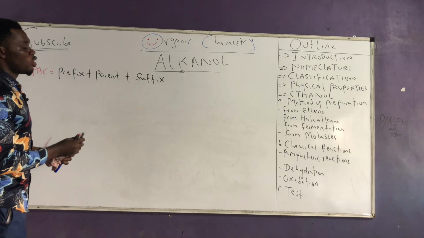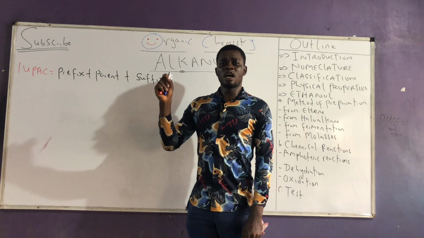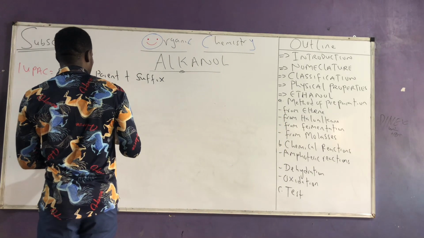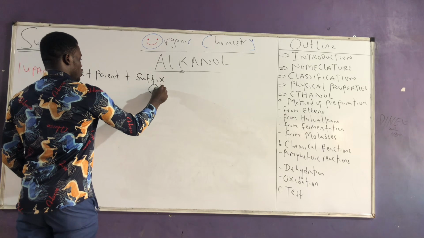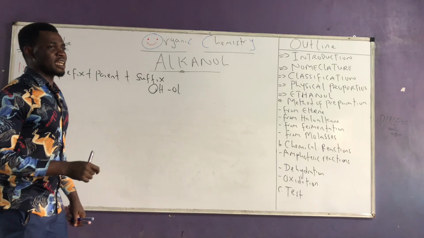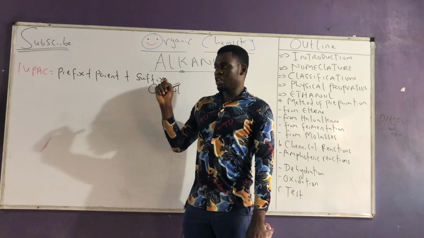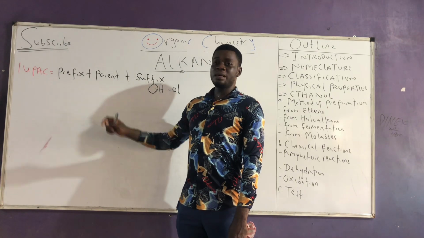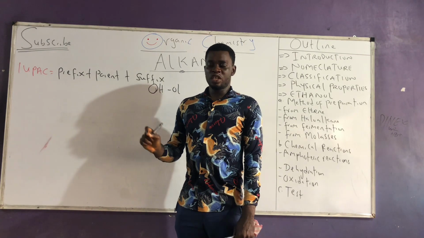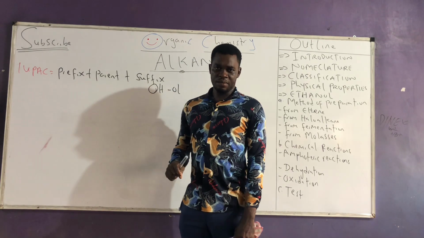What is your suffix? Your suffix simply represents the primary functional group in the organic compound. In this case, we are dealing with alkanols, so our primary functional group is the OH functional group, "ol". What is the parent name? The parent name represents the root name, or the longest continuous carbon chain. That is why in the nomenclature of organic compounds, one of the first things you have to do is count the longest continuous carbon chain. That will give you your parent name.